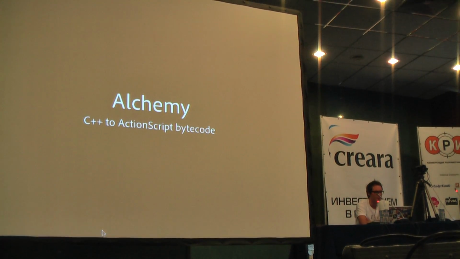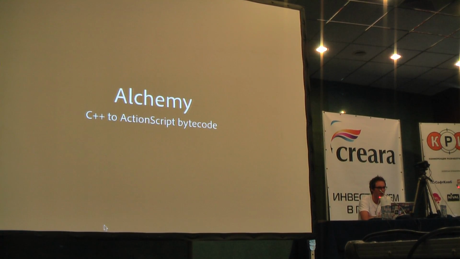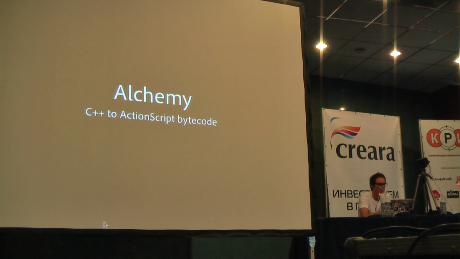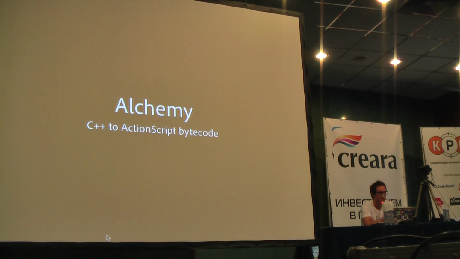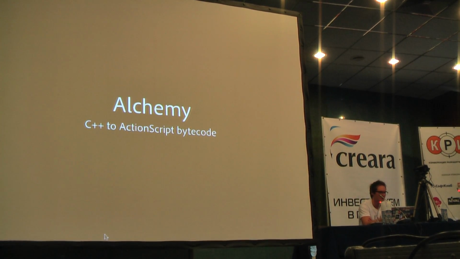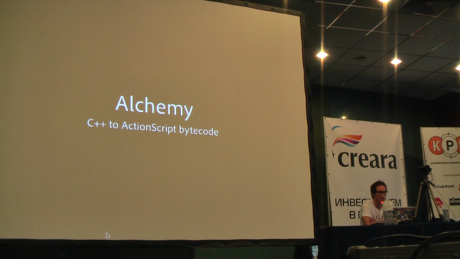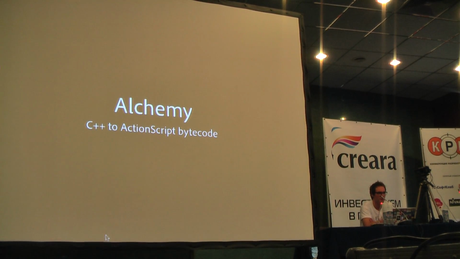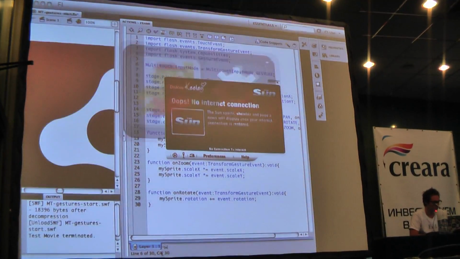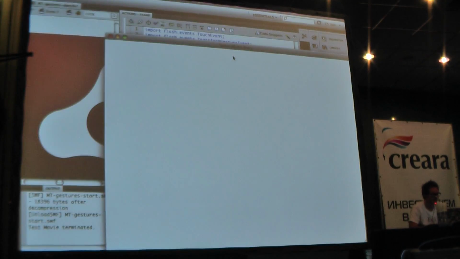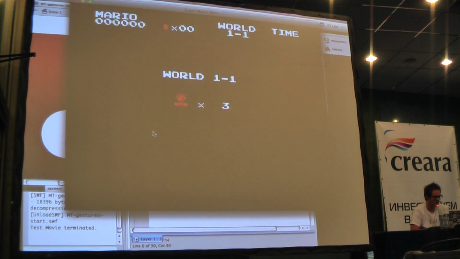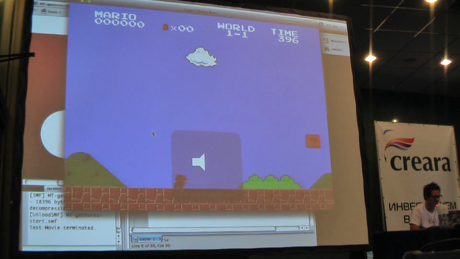Adobe Alchemy. This is a project which enables you to compile C++ code into ActionScript bytecode. So basically you can reuse C++ code which is already on the internet. For instance, at sourceforge.net you download some codec in C++. And if there is a codec missing or some, let's say, encryption missing inside Flash, you can reuse the C++ code in Flash. So how does it work? This is the code from 1985. And you can basically play this Mario game like that.